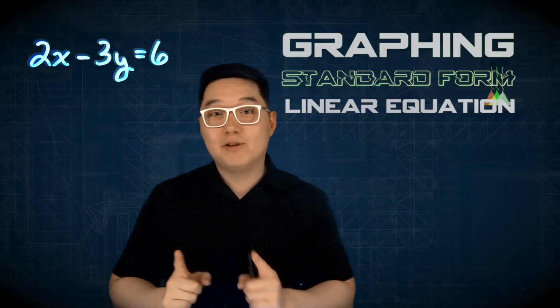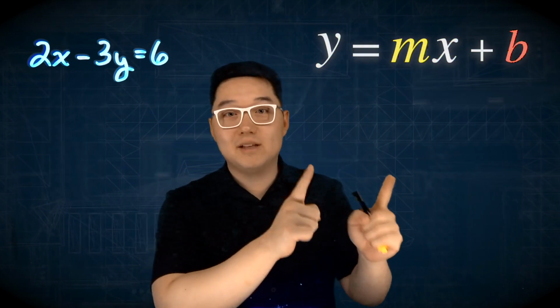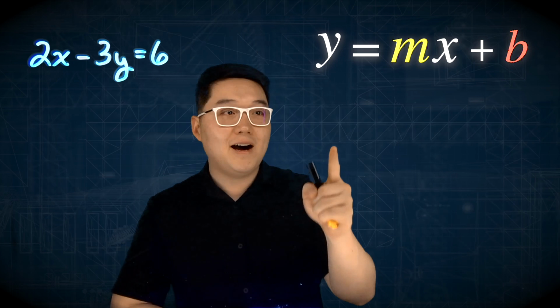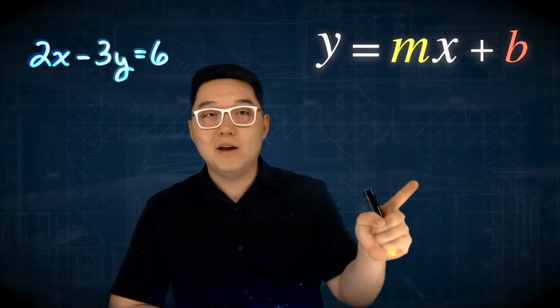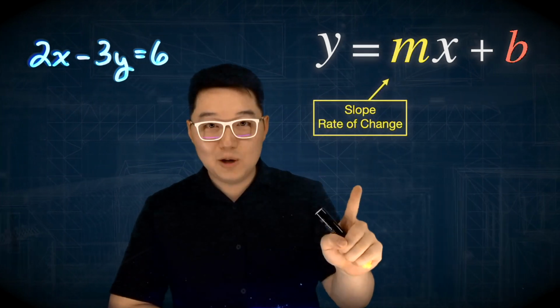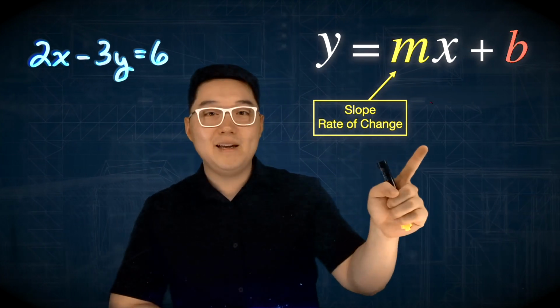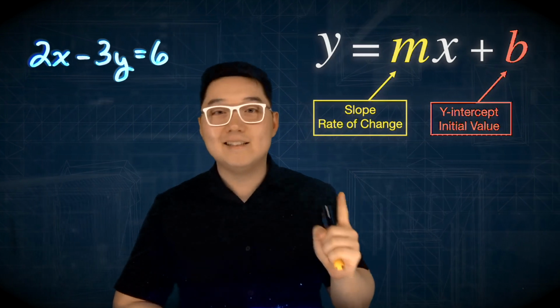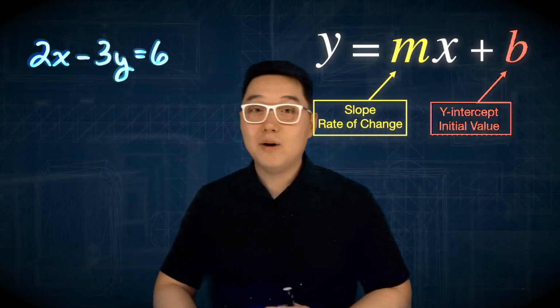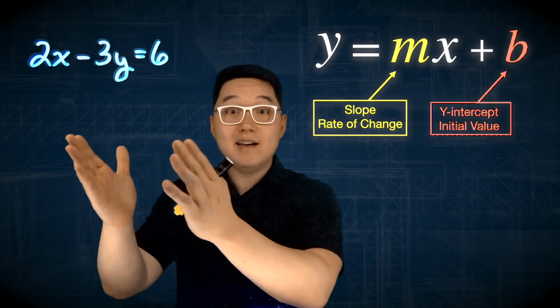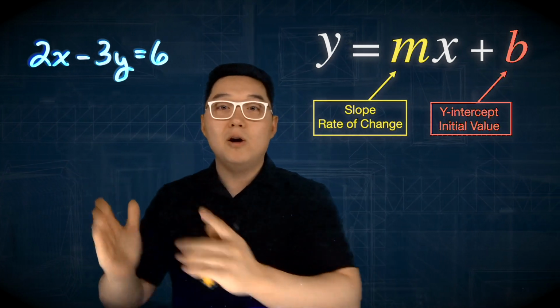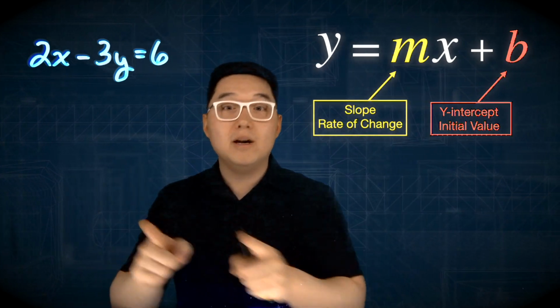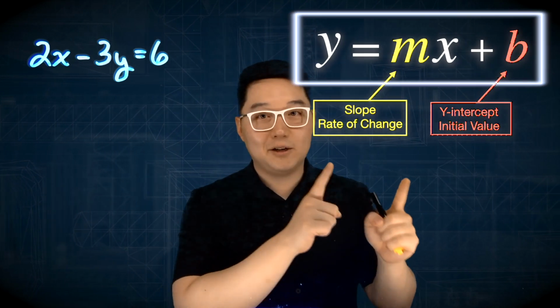So how do you graph a linear equation in standard form? Well, it's easy to graph a line in slope-intercept form, where it looks like y equals mx plus b, where m is your slope or your rate of change, and b is your initial value or your y-intercept when x is 0. So to graph something that looks like this, a standard form linear equation, we're going to have to turn this into a slope-intercept linear equation.